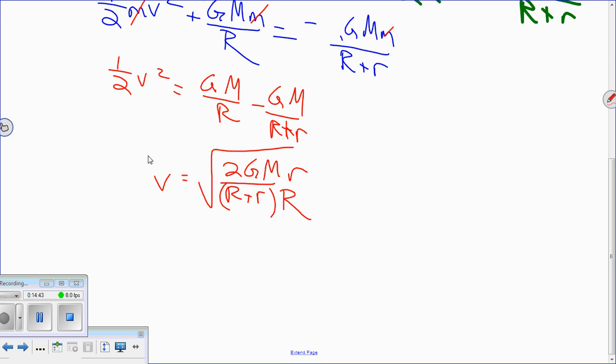So a lot of people had an answer without the r and the capital R there. Yeah. So that gives you the velocity for if you're already in space to establish an orbit.